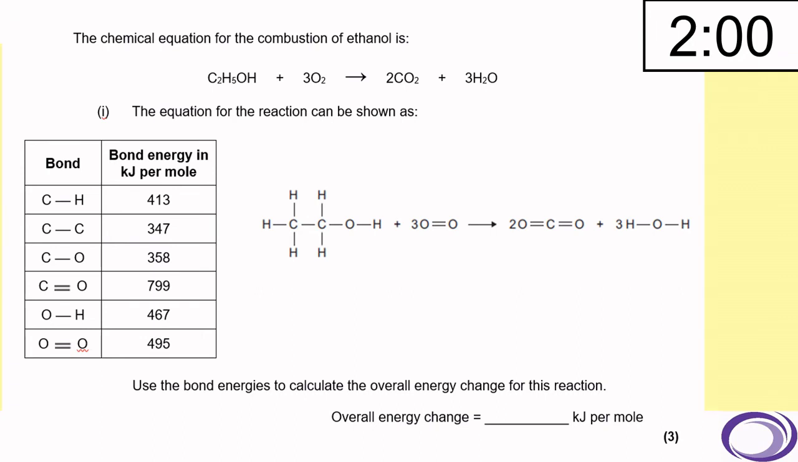So now that we've had a go at a few of these, it's time to have a look at a final example from an exam. The chemical equation for the combustion of ethanol is ethanol plus oxygen forms carbon dioxide and water. They've given you the display formula of these molecules here, and they'd like you to use the bond energies to calculate the overall energy change for this reaction.